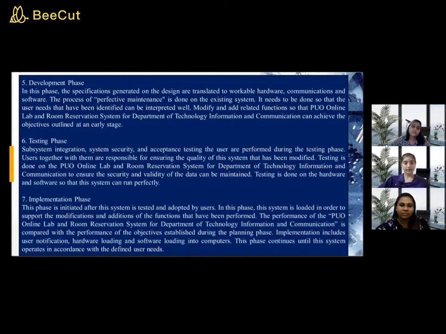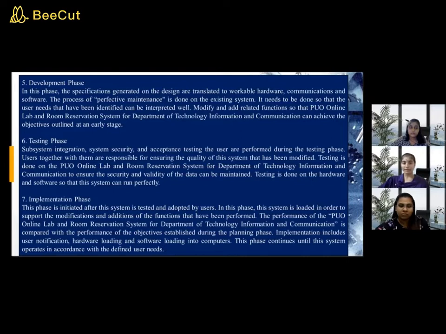Sixth is the testing phase. Subsystem integration, system security, and user acceptance testing are performed during the testing phase. Users together with the team are responsible for ensuring the quality of the system that has been modified. Testing is done on the PUO online lab and room reservation system for the Department of Technology, Information and Communication to ensure the security and validity of the data can be maintained. Testing is done on the hardware and software so that this system can run perfectly.